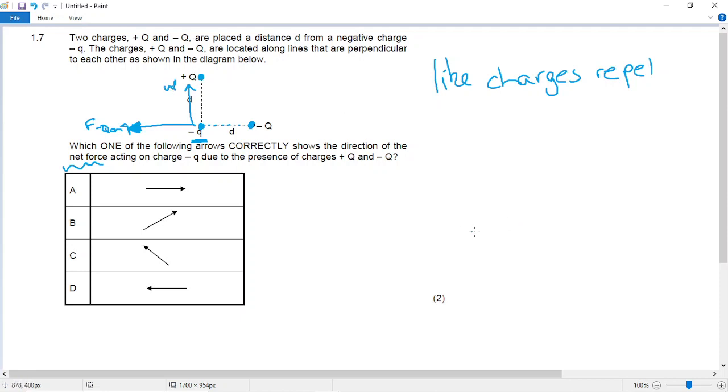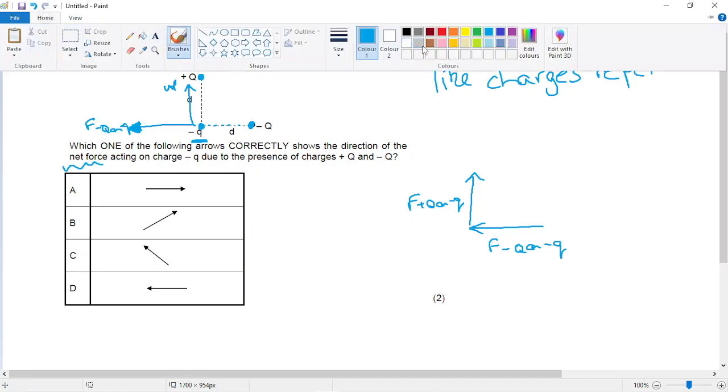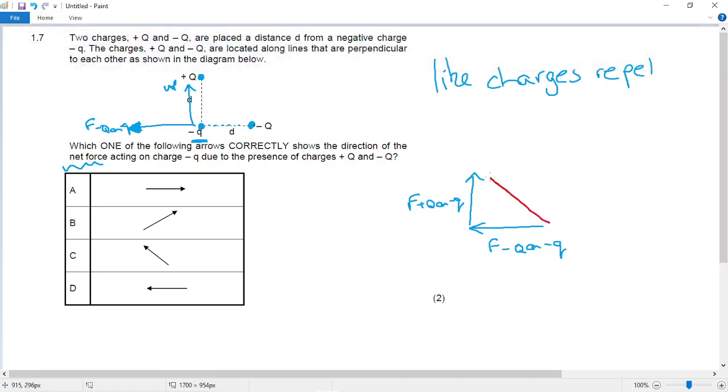If you have a look at the vectors, we can make a head to tail vector diagram out of this to find the resultant. This is the force of negative Q on little negative q, takes it to the left. This force takes it up. This is the force of plus Q on little q. So how do we find the resultant? The resultant is from where we started to where we ended. So we started over here, we ended over there. Which arrow looks like that arrow? It is arrow C.